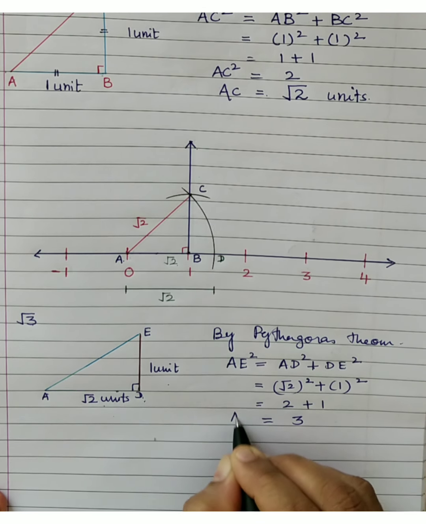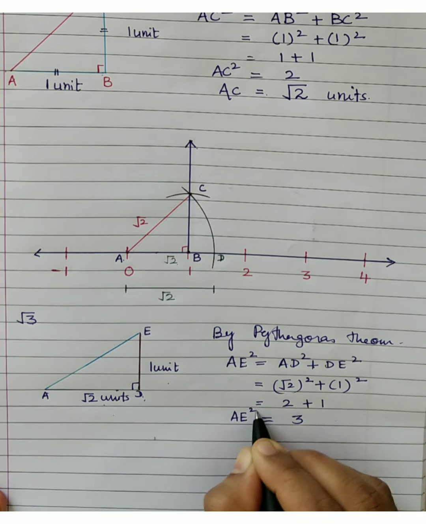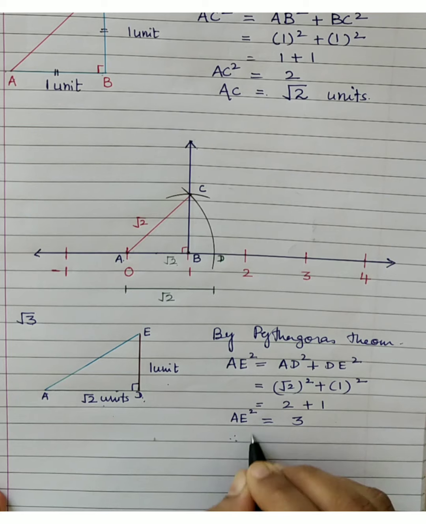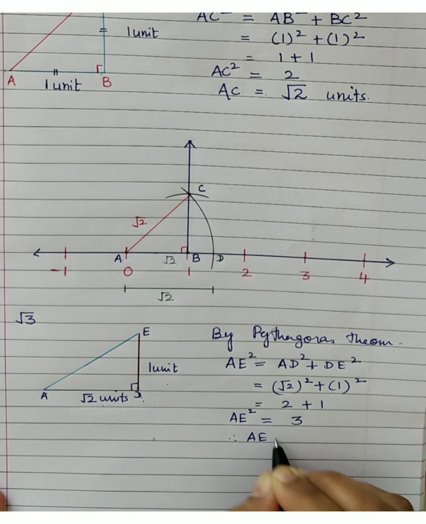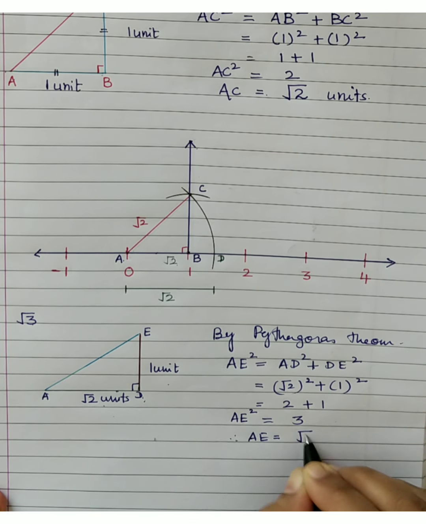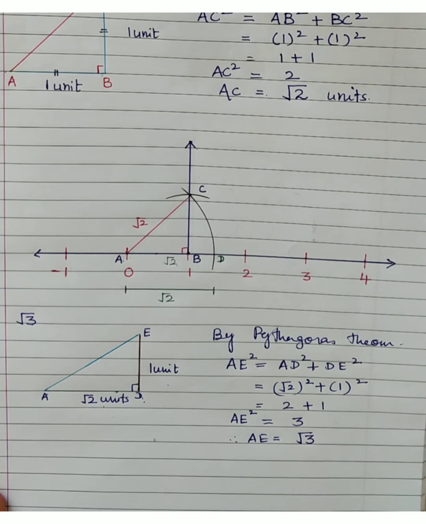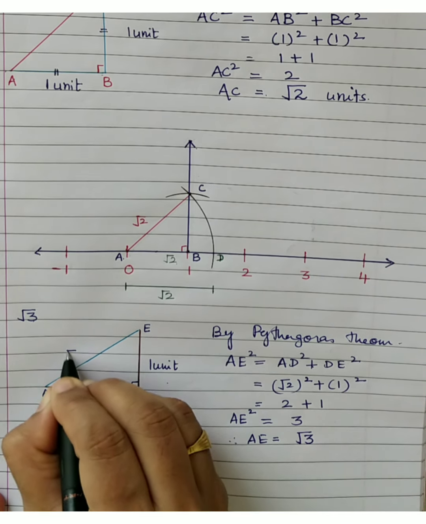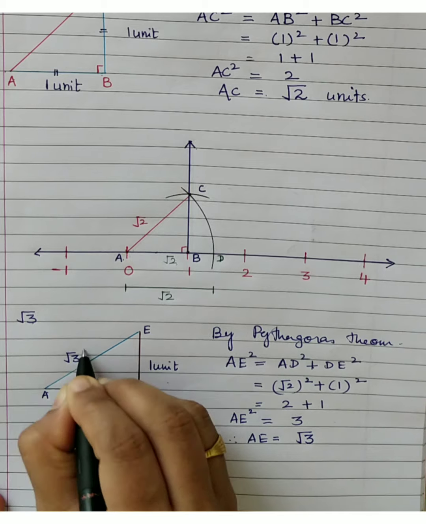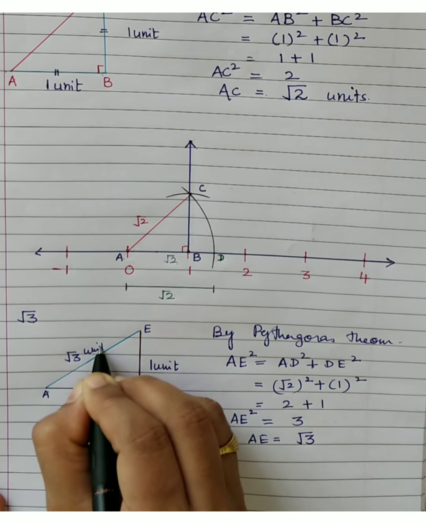What have you obtained here? AE square is equal to 3. So what will be the length AE? AE is equal to under root 3. So this length can be obtained as root 3 units.